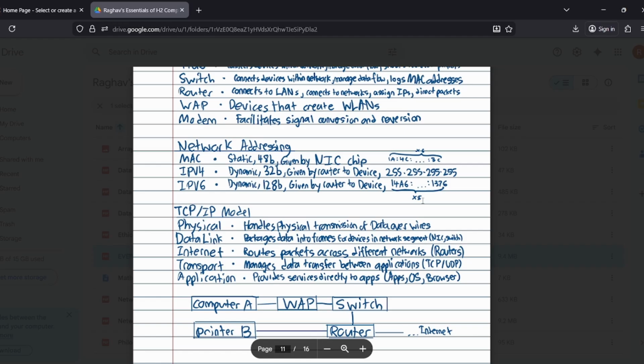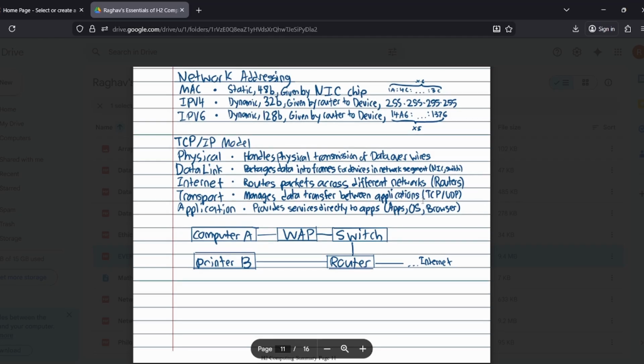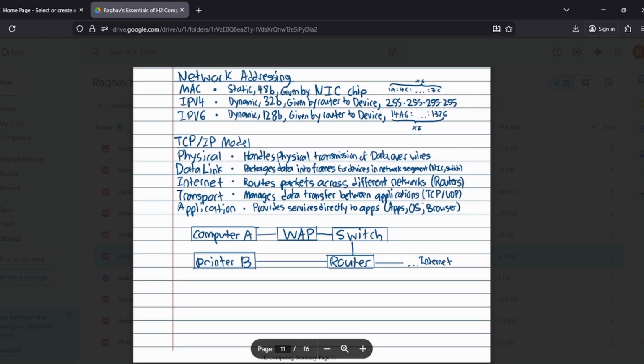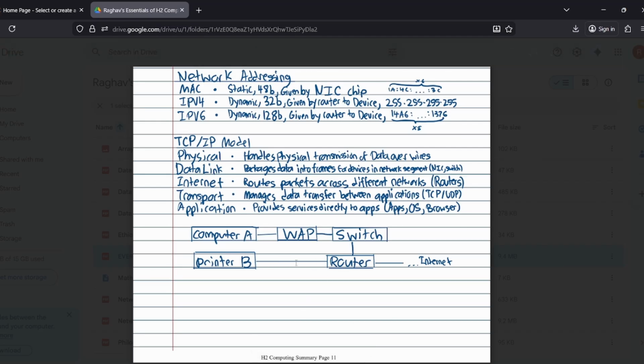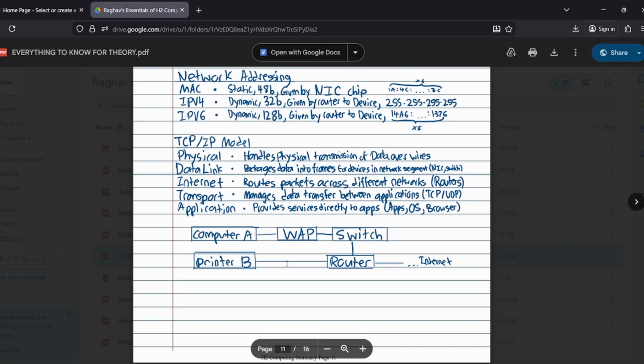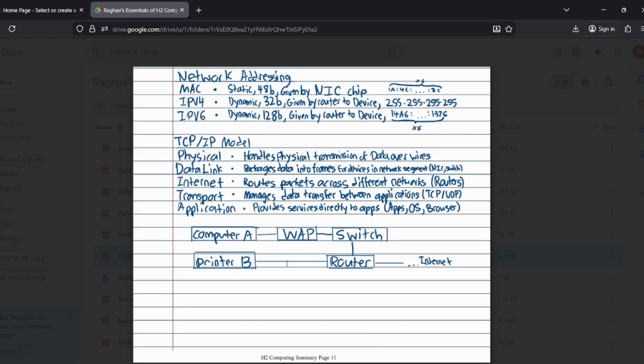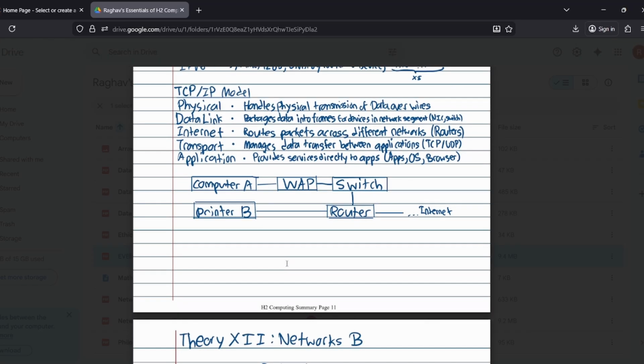Then you have the application layer. This provides services directly to your apps, such as your OS, your browser, etc. So this is generally what your setup is going to look like. Computer will go through a WAP to a switch, printer will go to the switch, and the switch will go to the router. This is generally what the hierarchy is in one tiny wing of a large network map. I forgot what it's called, but your network map that you have to draw out.